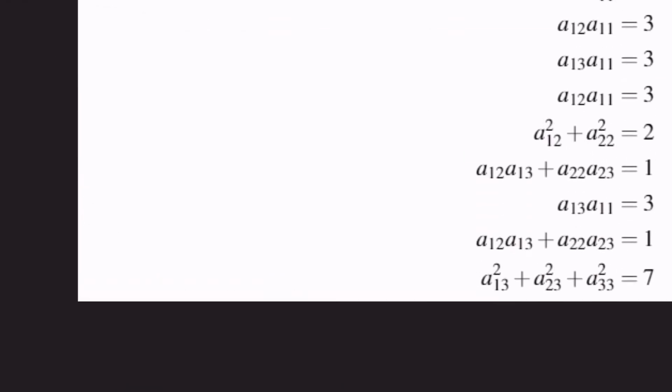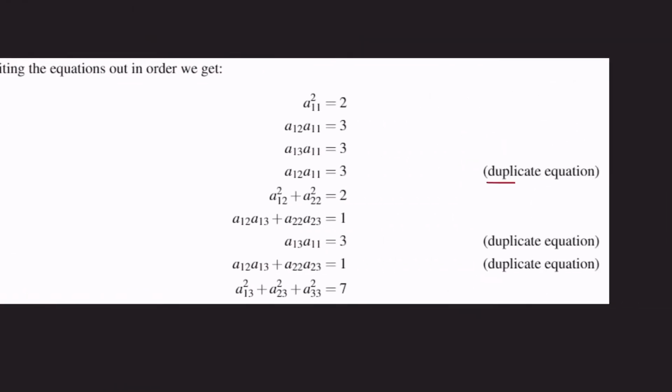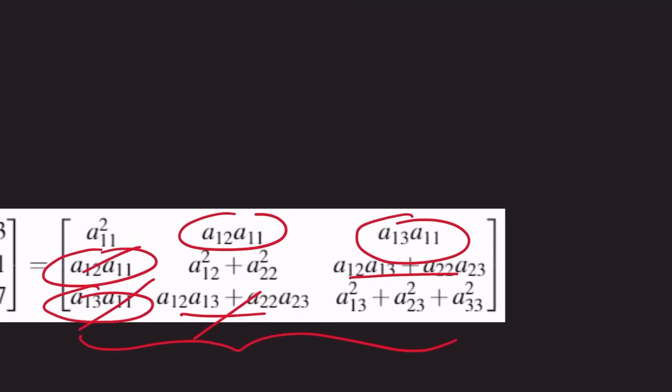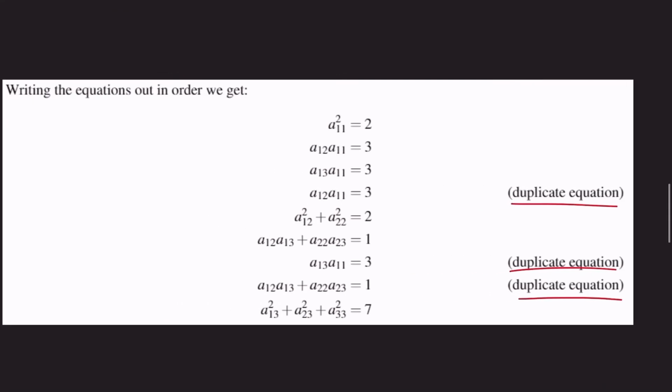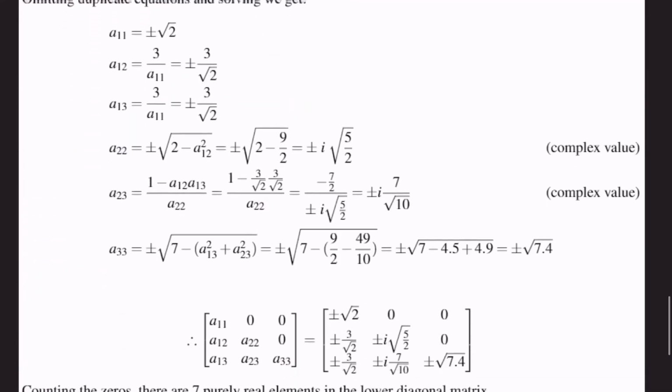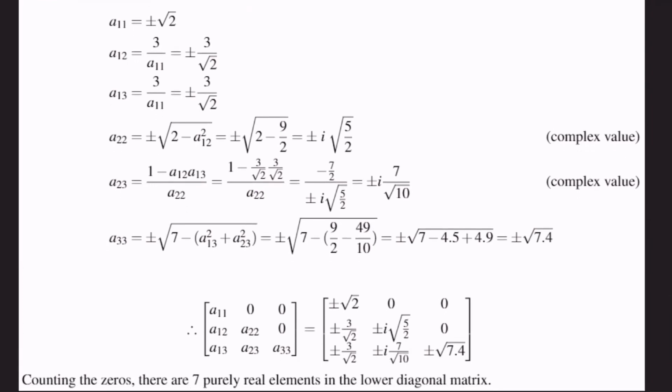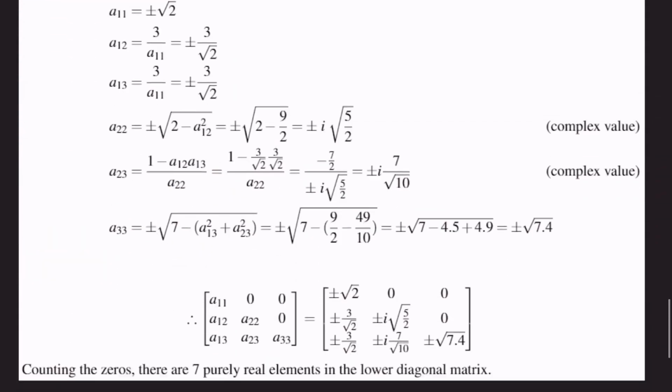you will see that equations 1 and 2 are actually duplicates. You are seeing a duplicate equation here, and actually there'll be another duplicate here corresponding to this pair. So there are 3 duplicate equations which we can omit. So omitting duplicate equations and actually solving it, for instance, a11 square is equal to 2, so a11 is plus or minus root 2. So on and so forth.